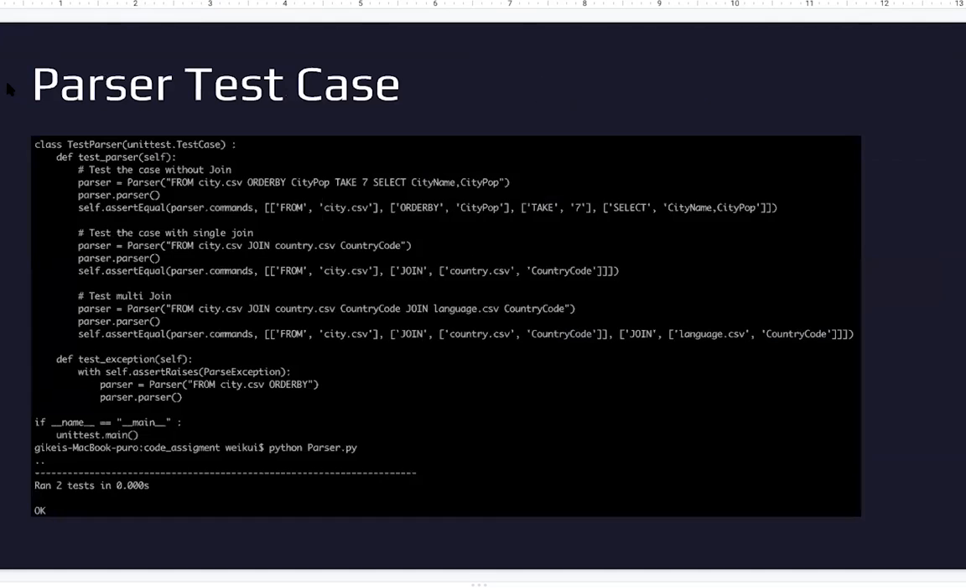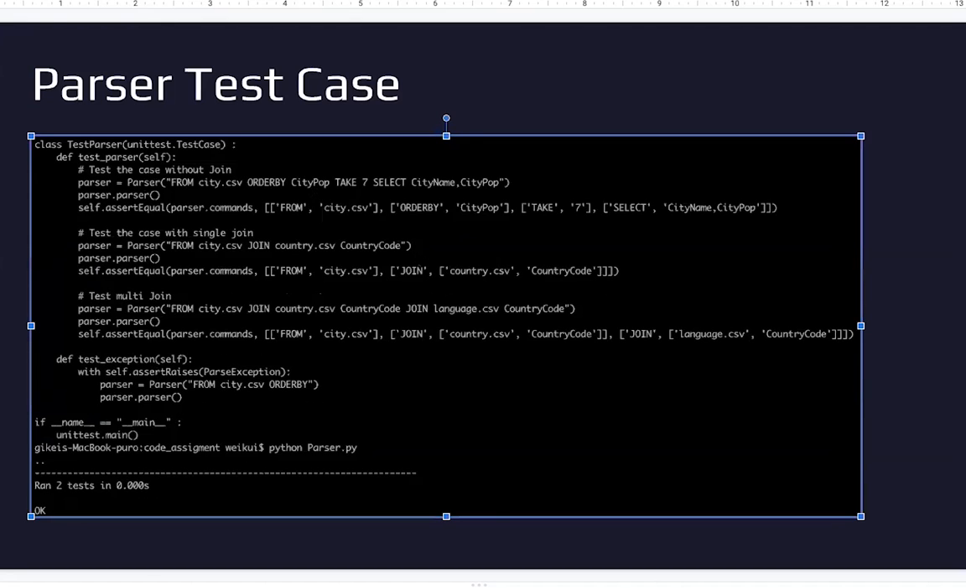Then we will introduce some test cases for the project. So this is a parser test case. In this case we basically use unit tests, and we just want to know whether we really can translate this kind of user command, for example the first one, from city.csv and order by city_pop, into a list of commands with parameters. And the test case shows it's okay, it succeeded.